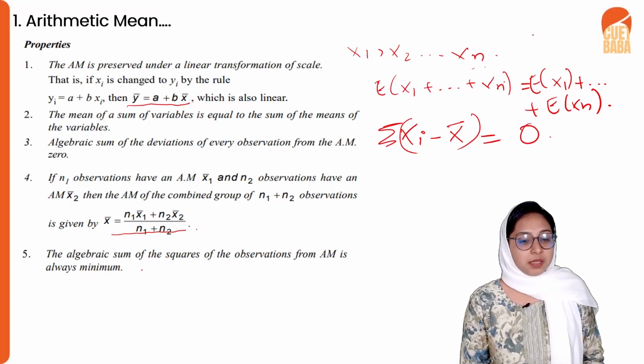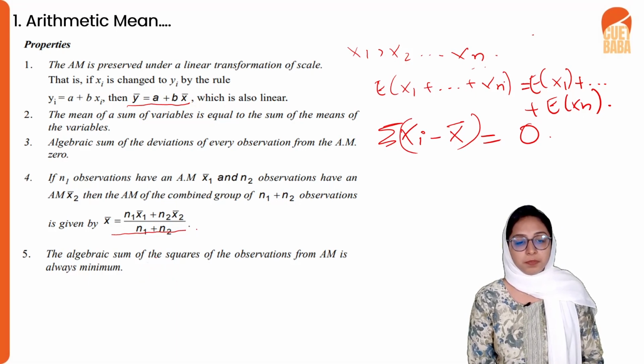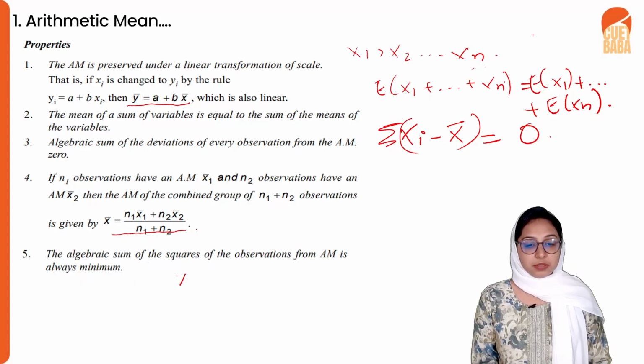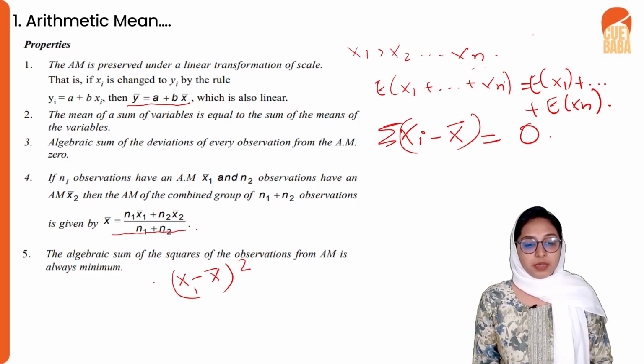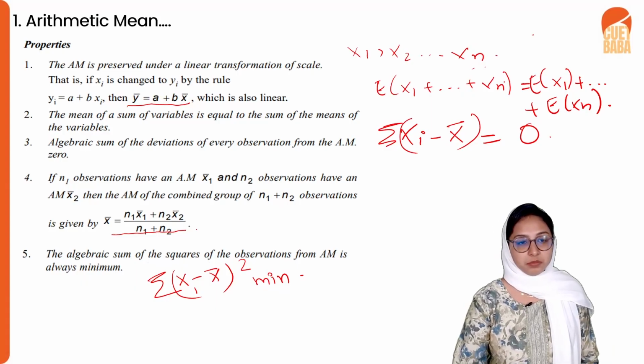Then the algebraic sum of the squares of the observation from AM is always minimum, which is the squares of deviation of observation, which is xi minus x bar squared. Its sum will always be minimum. These are the 5 properties of arithmetic mean.